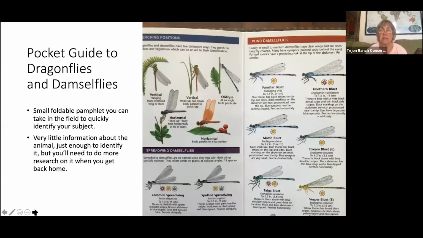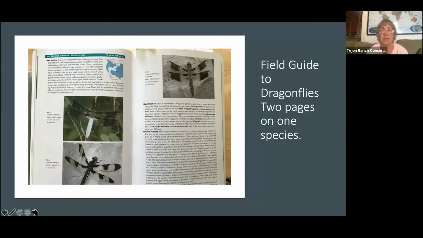All right, let's take a look at some examples. This is a foldable pamphlet. It's called a pocket guide, and I have 3 examples of this that I'm going to show you. It's something you can take out in the field. It has a limited number of subjects, so identification is very quick. However, because it's limited, you may be missing out on what actual animal it is. It may not actually be in your field guide. There's very little information included with the picture, just enough to identify the animal, but you would probably want to get back home and do further research to find out more about its natural history.